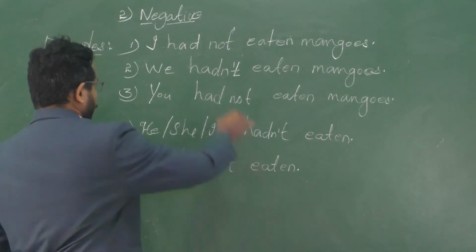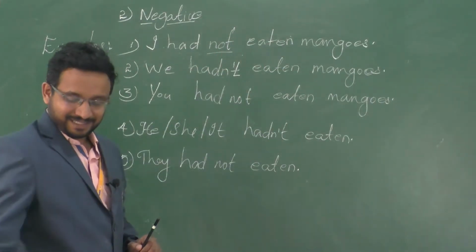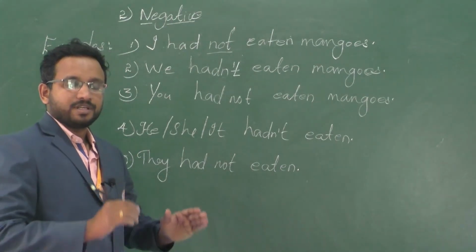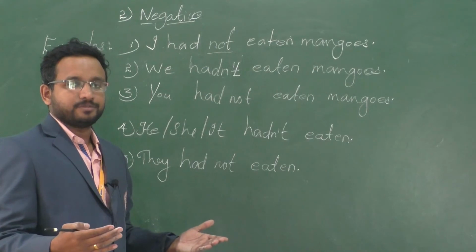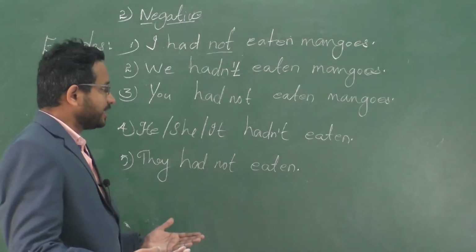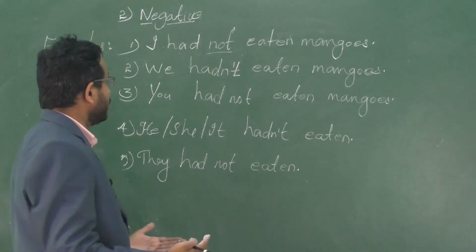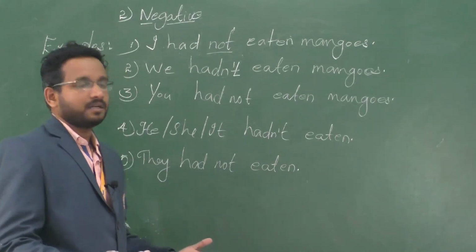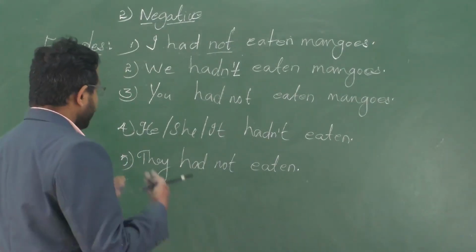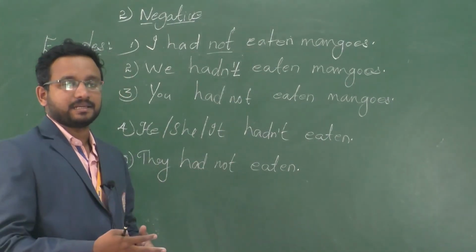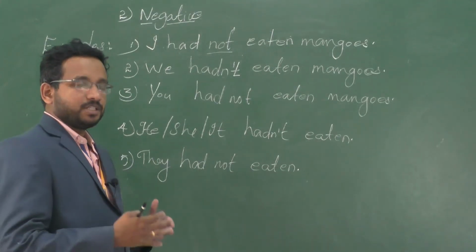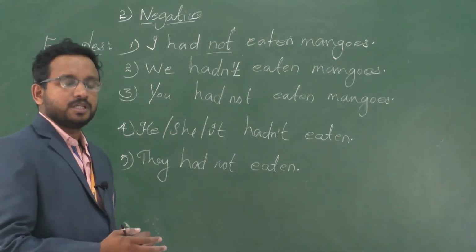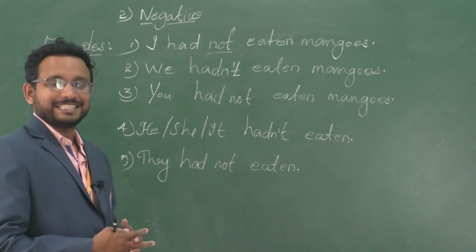Negative. Therefore, we use not. Okay. I had not eaten mangoes, or I had not written a story. I had not played football. I hadn't. We had not eaten mangoes, or we hadn't. You had not eaten mangoes, or you hadn't. He, she, it hadn't eaten, or had not eaten. They had not eaten, or they hadn't eaten. Negative formation. So in the same way you can also use different kinds of verbs so that you get wonderful negative statements.